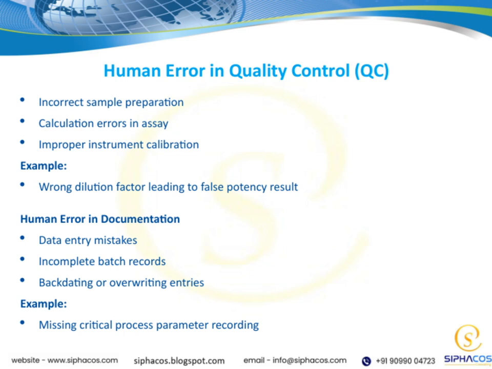Moving on to human error in quality control, errors can happen during sample preparation, like incorrect handling or labeling, which can skew results. Calculation errors in assays are also common, leading to inaccurate measurements of product potency or purity. Improper instrument calibration is another risk, which can cause measurements to be off. To illustrate, if someone uses the wrong dilution factor, it might produce a false potency result, giving a misleading picture of the product's quality. All of these issues highlight how human errors, if not carefully managed, can significantly impact the reliability of our documentation and quality assurance processes.